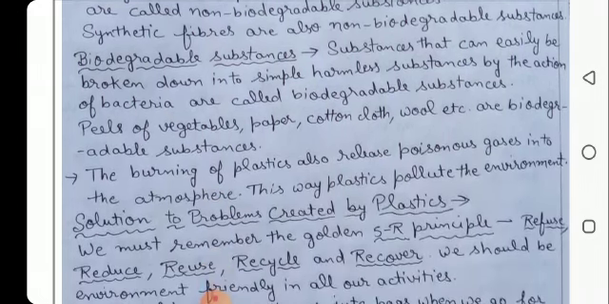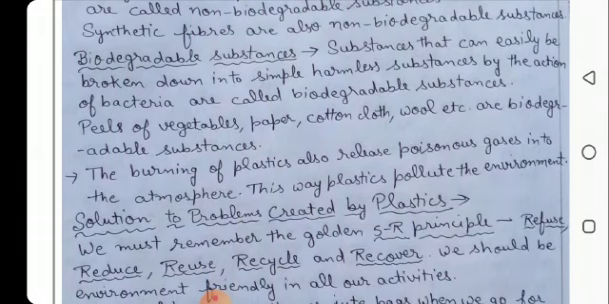Biodegradable substances: the substances that can easily be broken down into simpler and harmless substances by the action of bacteria are called biodegradable substances. Peels of vegetables, paper, cotton cloth, wool, etc. are biodegradable substances. The burning of plastic also releases poisonous gases into the atmosphere. This way, plastic pollutes the environment.